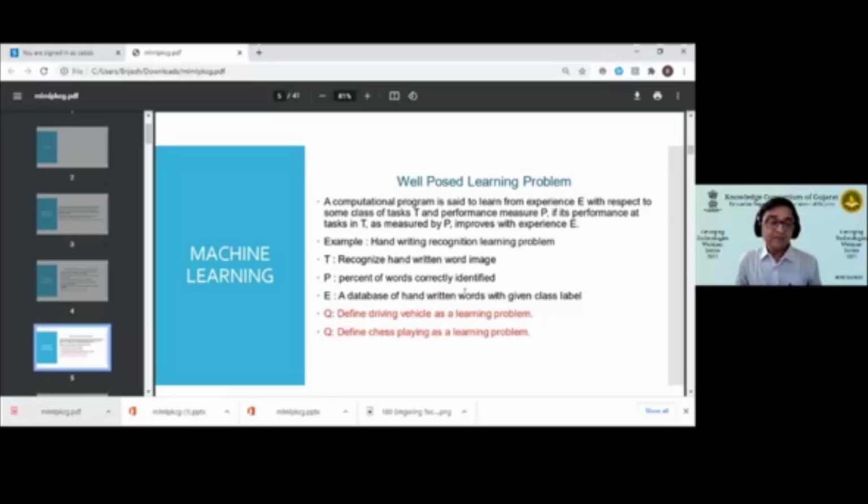So you need T, P, and E, three parameters, to define a learning problem. T is the task given, P is the performance index, and E is the experience. So if you see this kind of thing, then you can think about machine learning. Then you see that it is a probable machine learning problem.